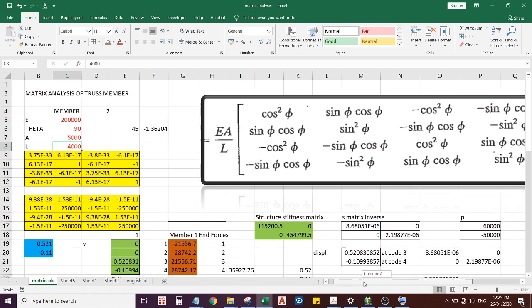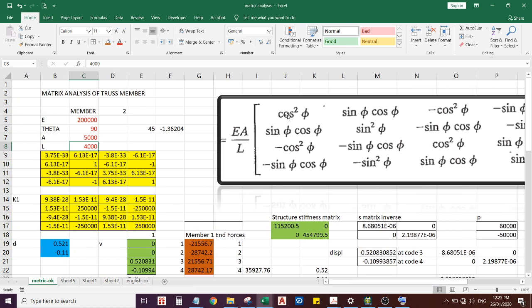Okay, next. So you have to make a matrix here, utilizing these formulas. So for example here, cosine square, right? This one, sine phi cosine phi. This one is cosine square, and have this negative sign here, so on and so forth.